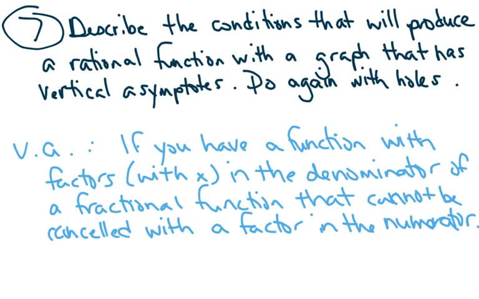You're going to have vertical asymptotes in a function if you have a function with factors that have an x in it, so something like x plus 1, x minus 2, in the denominator of a fractional function that cannot be canceled with a factor in the numerator. In other words, if you have a function like y equals x plus 3 over x minus 2, x minus 1, you're going to have vertical asymptotes because you have factors in the denominator and they cannot be canceled with something in the numerator.